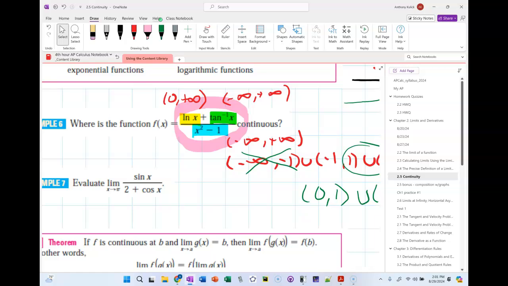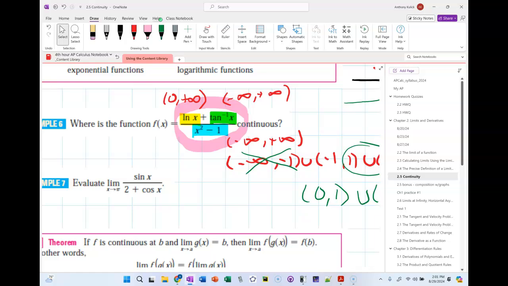Then we have to worry about the rational function piece. So 2 plus cosine x, can that equal 0? No. What's the smallest output cosine can have? -1, right? I can't ever get enough to cancel out 2 to make it 0. The smallest cosine x can ever get is -1. So my domain here is all real numbers. Everybody agree? It's continuous everywhere. Neat. What does that tell me for the limit?